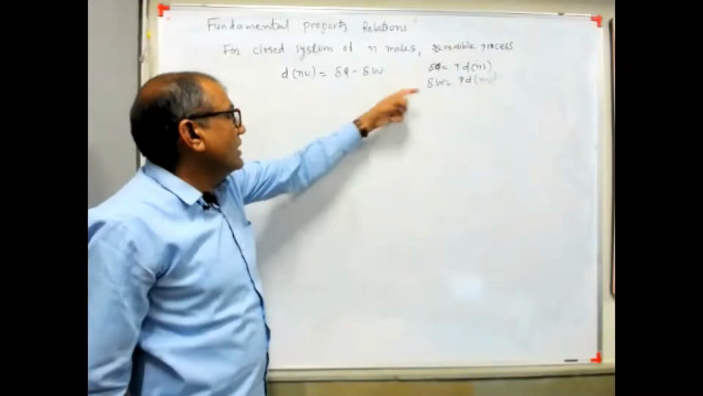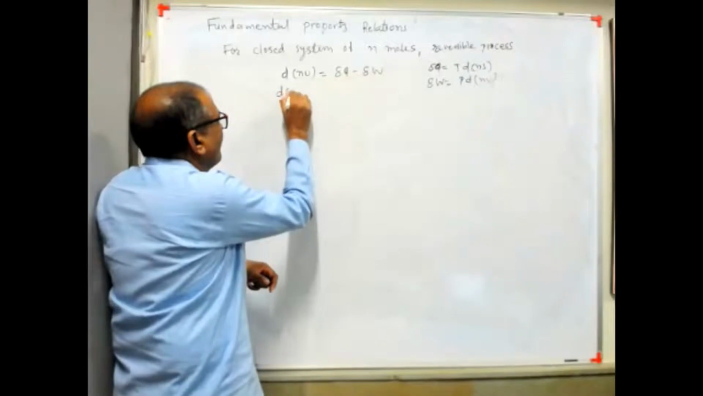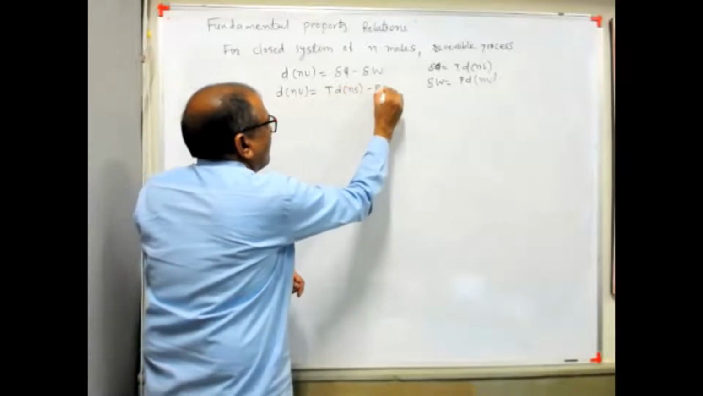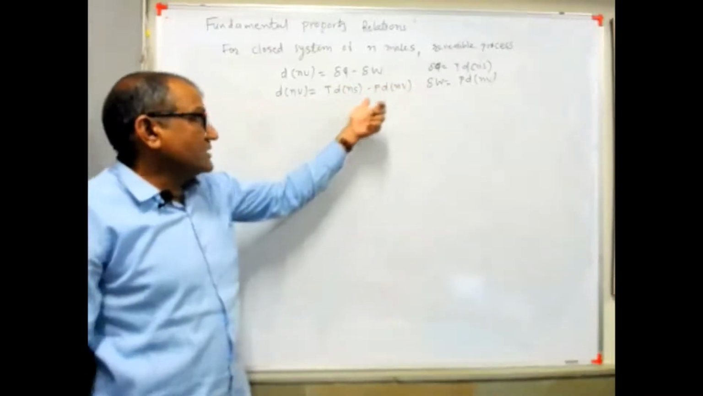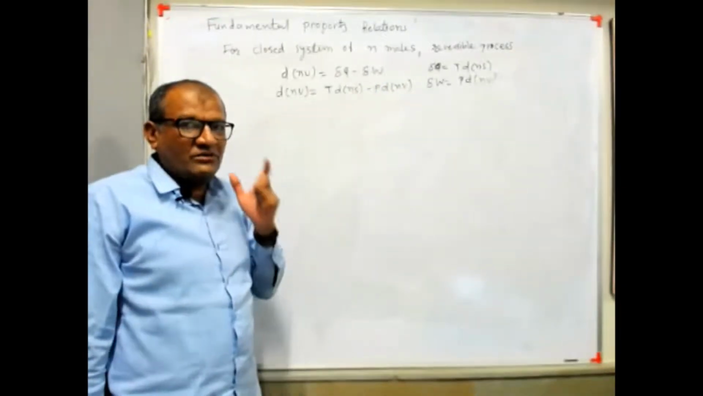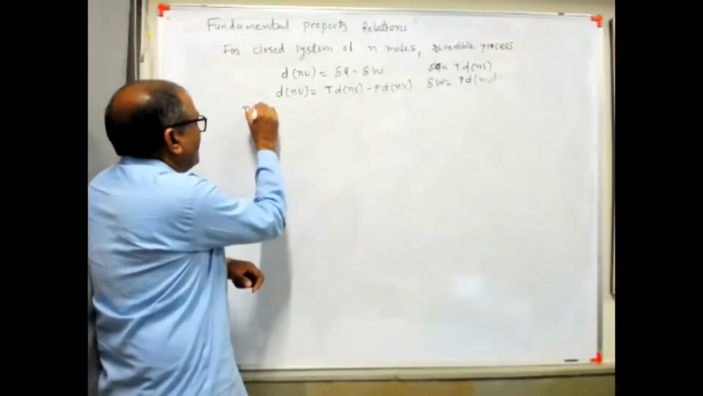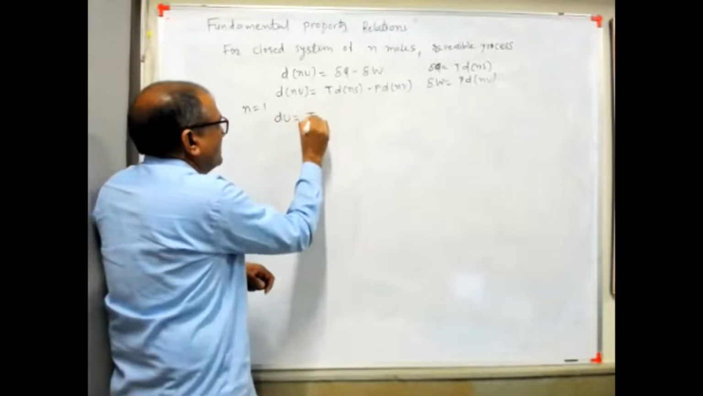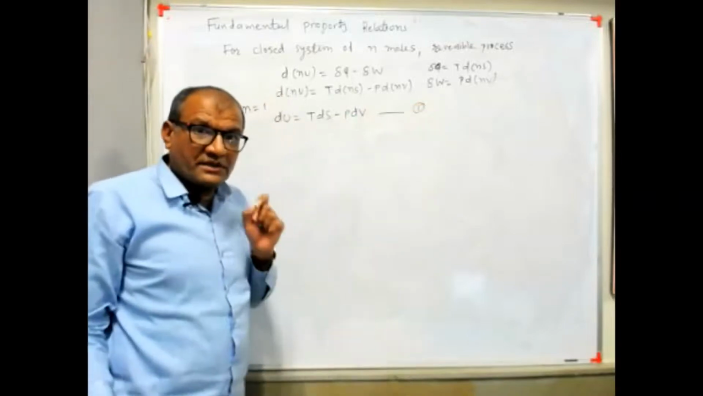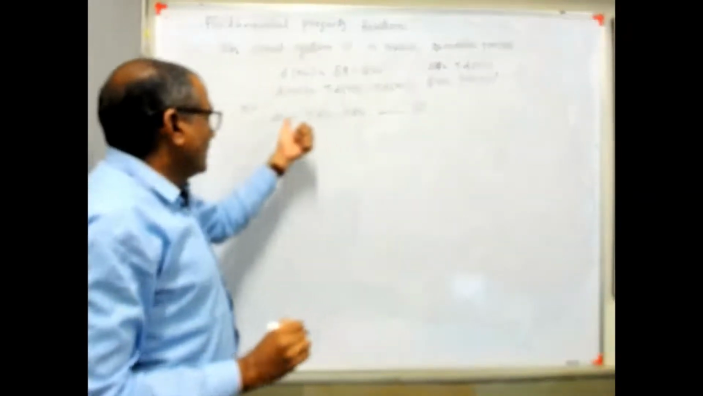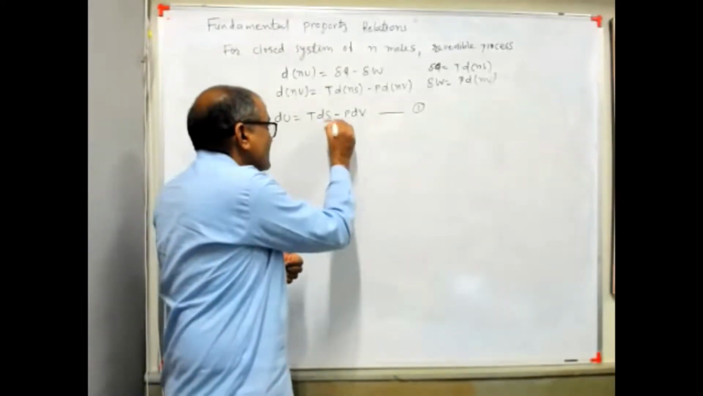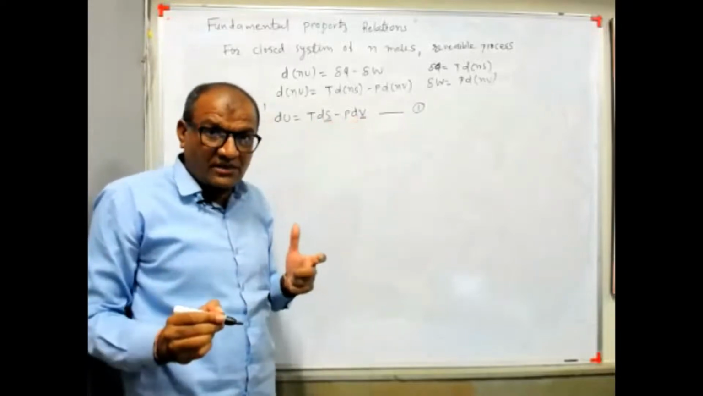If I put these two values in this equation, it would be T dnS minus P dnV, and here n is the number of moles. If I want to write this equation for 1 mole, I mean n equal to 1, then the equation would be dU equal to T dS minus P dV. This is the first fundamental property relation. I have written U as a function of two canonical variables, S and V. These two are differential variables.